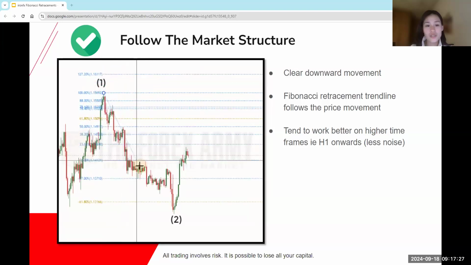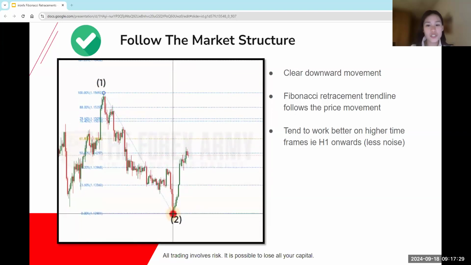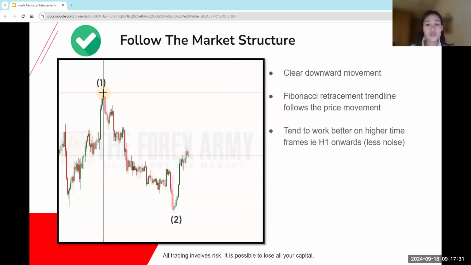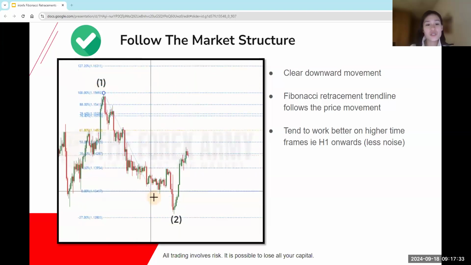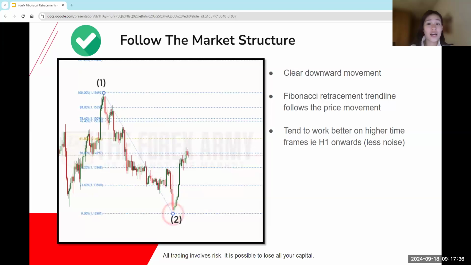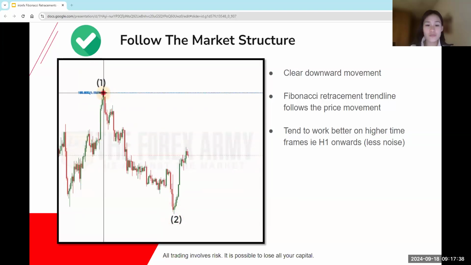Okay, so here's a correct example. We want to pick market structures with a clear upward and downward movement, something that follows the price movement and works better on higher time frames due to less noise.